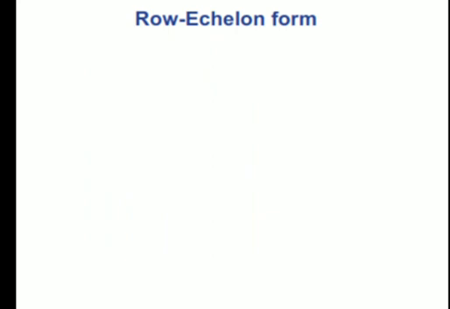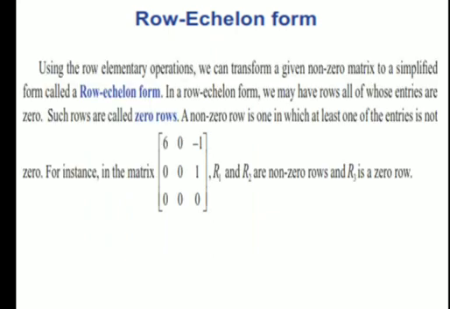Row echelon form. Using the elementary row operations, we can transform a given non-zero matrix to a simplified form called a row echelon form. In a row echelon form, we may have rows all of whose entries are zero. Such rows are called zero rows. A non-zero row is one in which at least one of the entries is not zero. For instance, in the matrix 6 0 minus 1, 0 0 1, 0 0 0, R1 and R2 are non-zero rows and row 3 is a zero row.